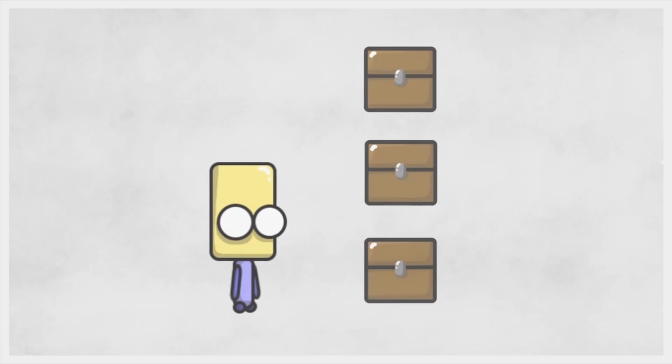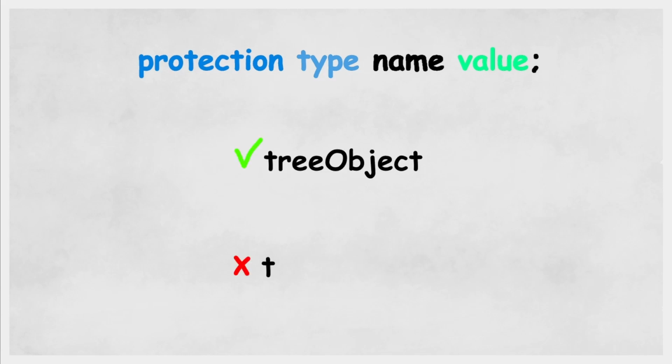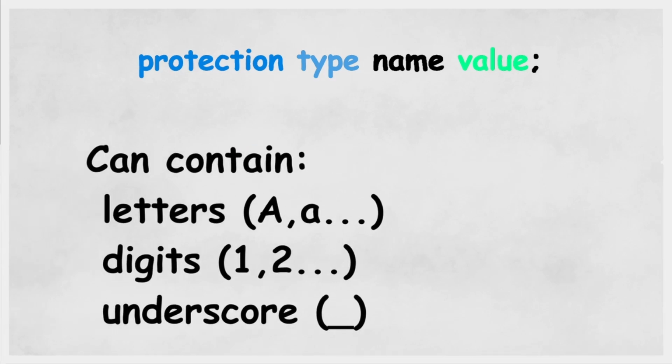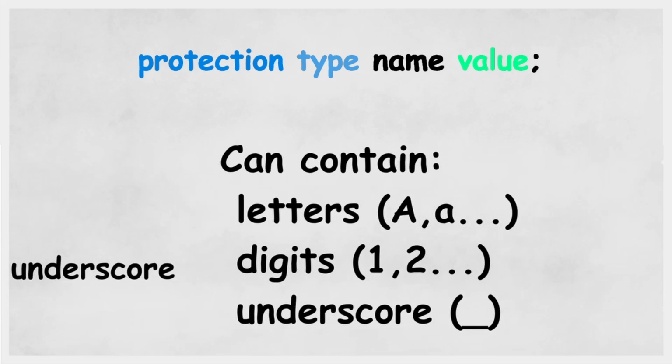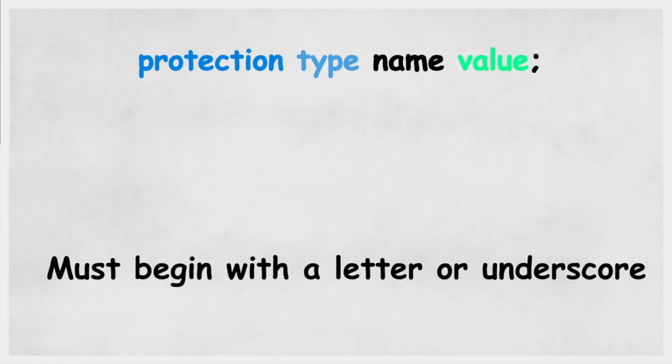To create a variable in C#, the basic structure is this: protection, type, name, value. The name can be whatever you want it to be. Try to use names that will help you and others understand what the variable is about. Names can contain letters, digits, and the underscore character. They must begin with a letter or underscore.